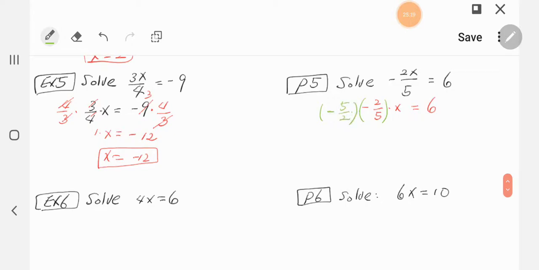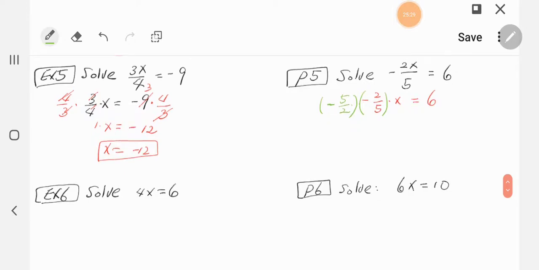Don't change the negative sign. If you change the sign, then that is the opposite, right? But this is a reciprocal. Reciprocal is just interchanging the numerator and denominator. So the negative sign stays the same. So negative 5/2.